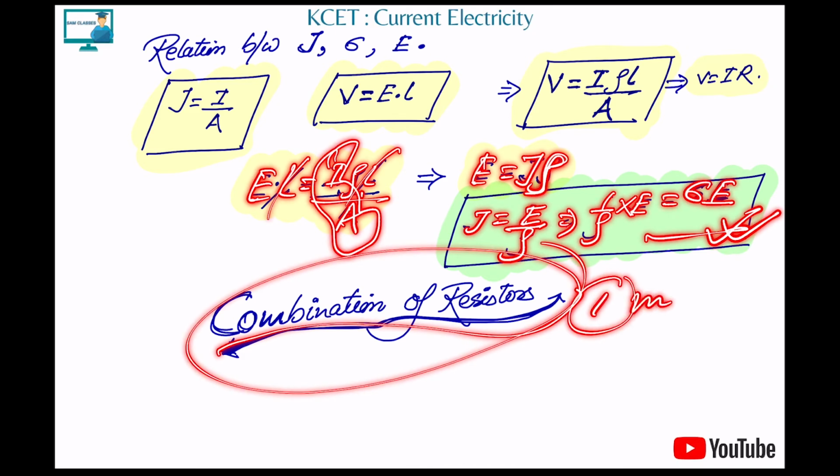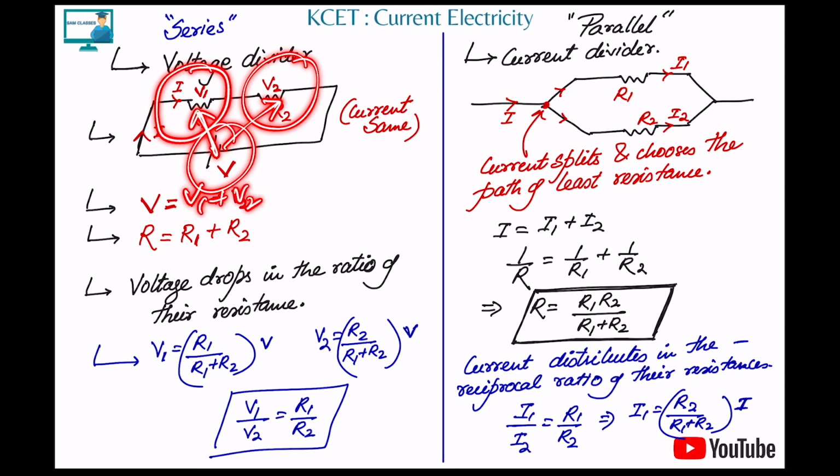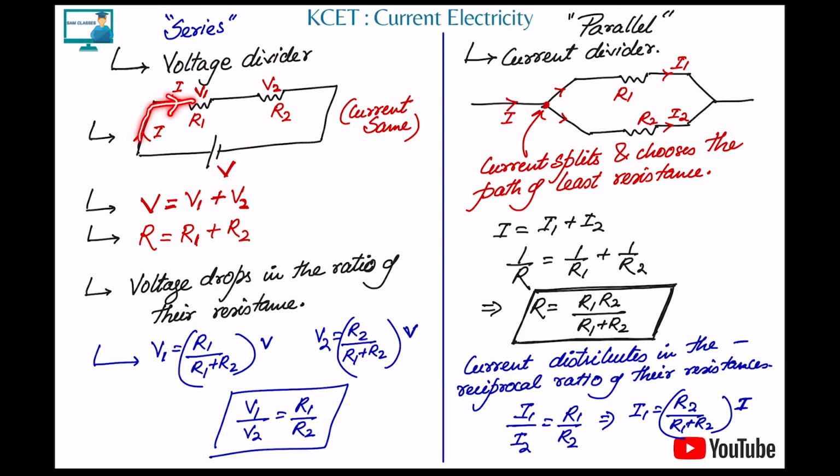Next part, combination of resistors. At least 1 mark, one question comes up. So this is very important, and a lot of questions are done on series. Understand what happens in series: the voltage gets divided. The total voltage gets divided into two parts, V1 and V2, correct? Now in series, what remains the same? Current. Since there is only one path, where can the current go? So current remains the same, students. It is also known as a voltage divider circuit.